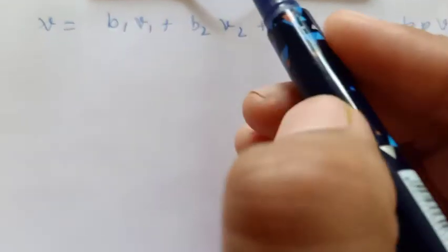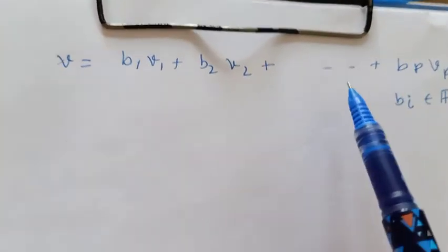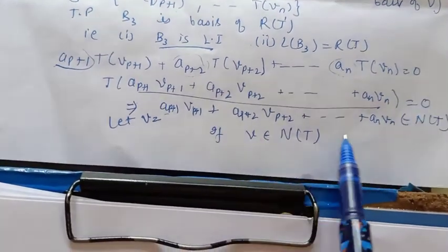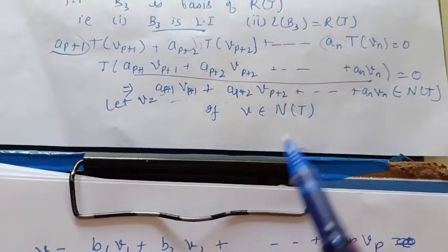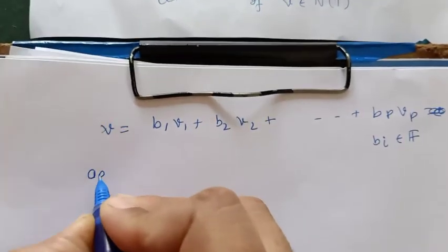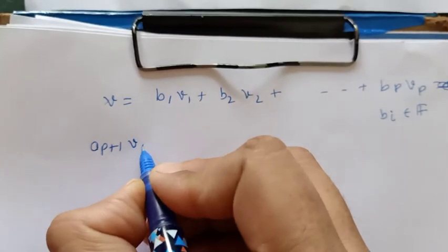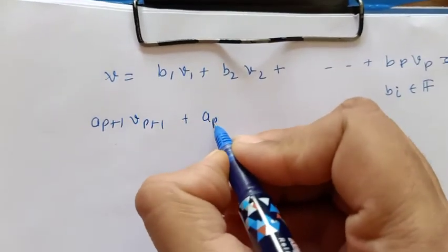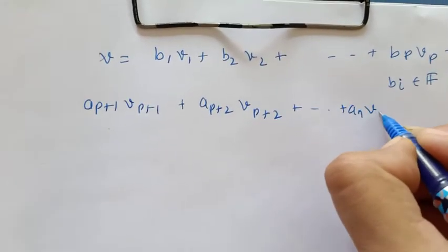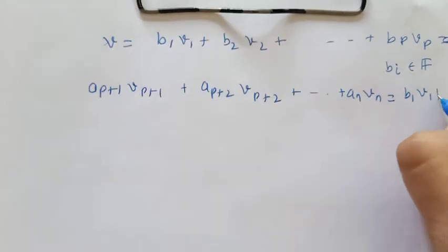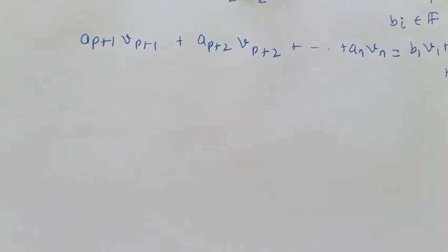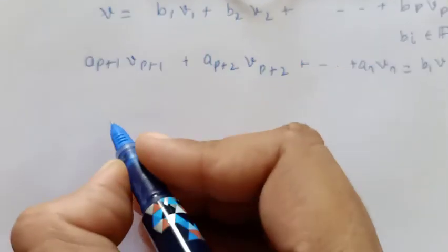So now we are going to compare this equation and this equation. This is the value of V. This is also the value of V. So this would imply that a_{p+1} v_{p+1} + a_{p+2} v_{p+2} and so on up to a_n v_n is equal to b_1 v_1 + b_2 v_2 and so on up to b_p v_p. Alright, so what does it imply?